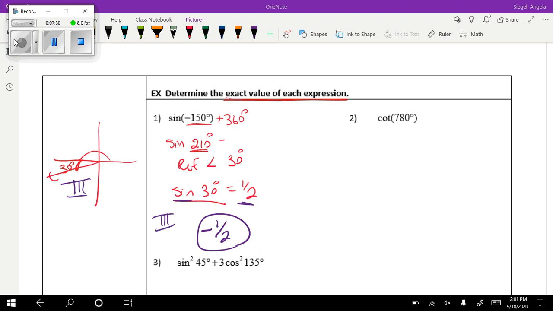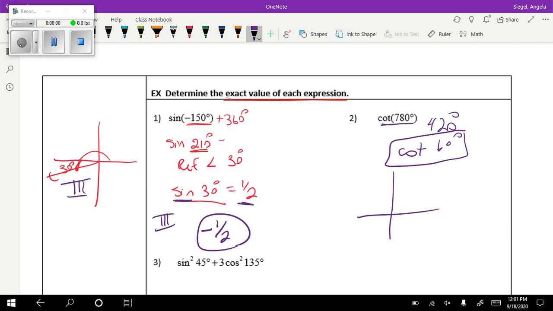Okay, let's go on to cotangent of 780. The first thing I notice is that that's way too big, so I'm going to subtract 360 from it, and I get 420, and that's still too big. So I'm going to subtract 360 from that, and I get 60 degrees. So I'm looking at the cotangent of 60 degrees.